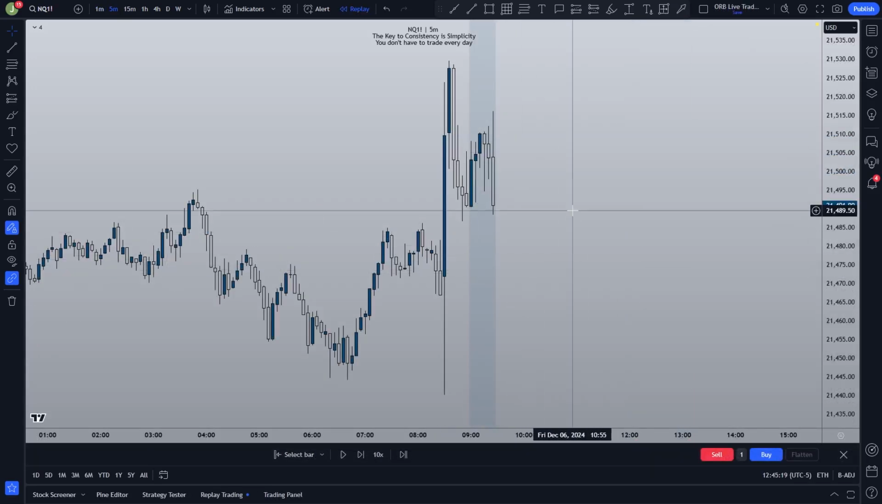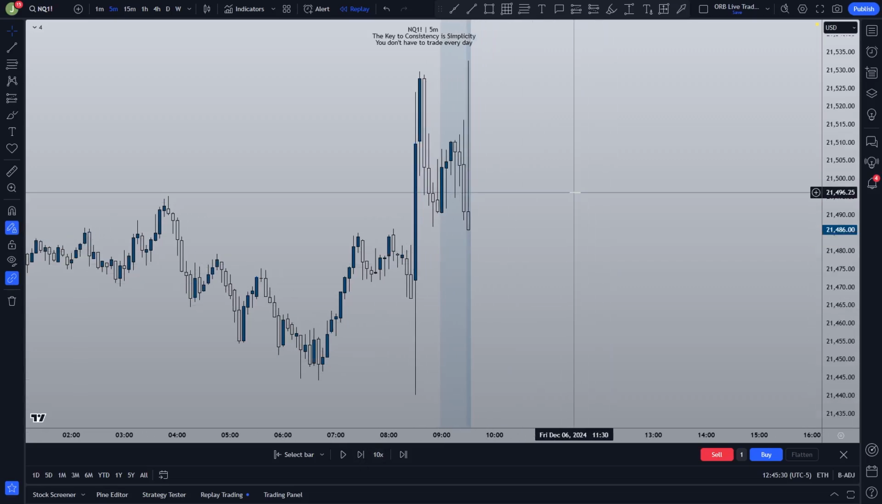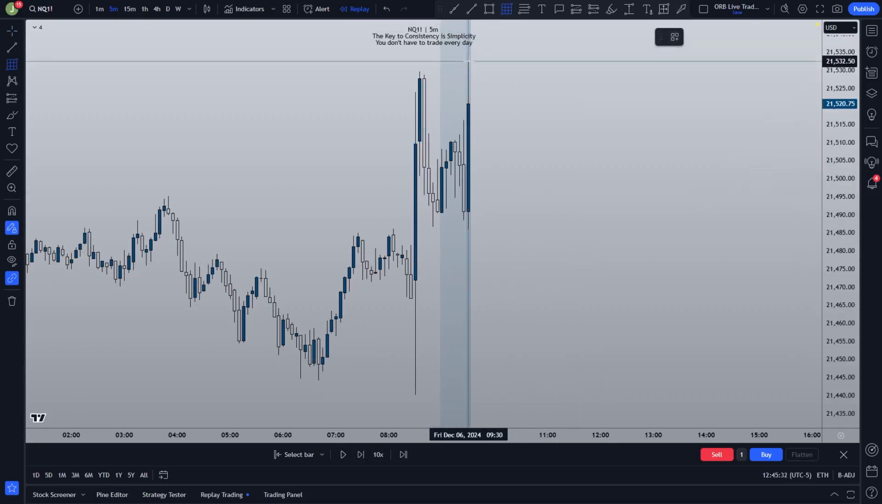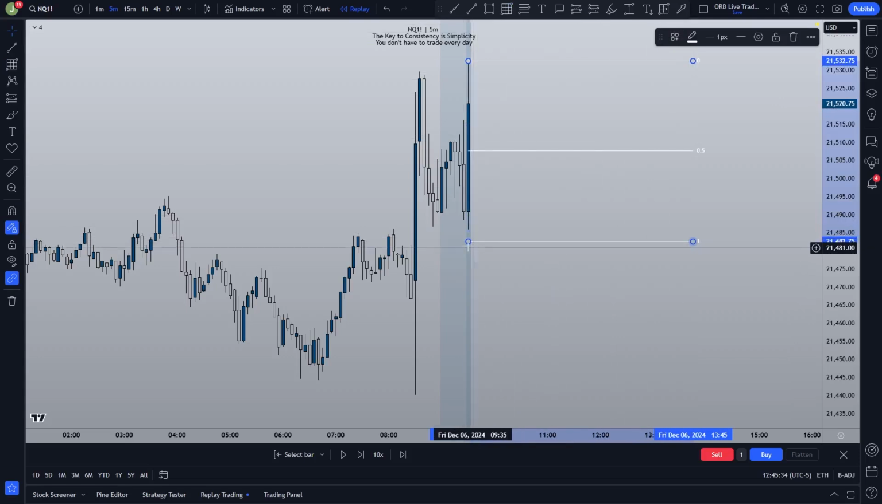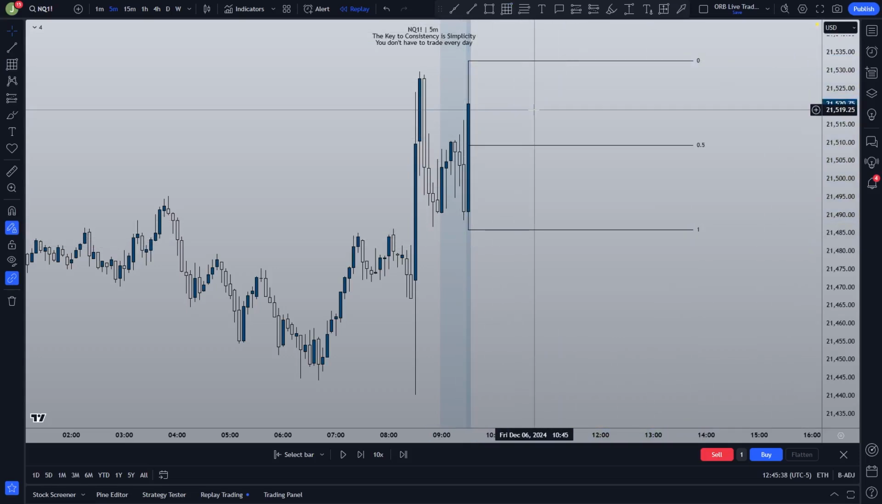So what I'm about to explain is probably easiest to visualize on the 5-minute, even though I don't actually use the 5-minute to trade. So we're going to look at the 9:30 candle here and then take the top and bottom of it, the high and the low, and we're going to form a range. So there we have our 5-minute range.